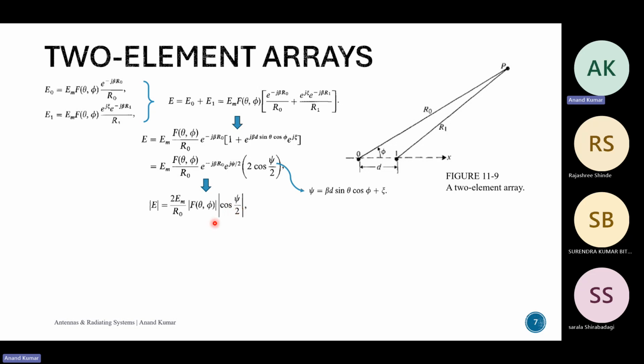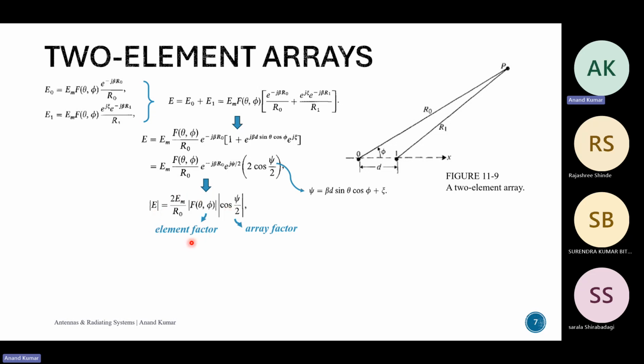Over here, the f(θ,φ) term, we know, is the element factor, and the cos(ψ/2) term is actually the array factor. The array factor comprises all the effects due to the arrangement of the elements, and the element factor gives the effects due to the type of element being used. For example, if it is an array of dipoles, the orientation of how the dipoles are arranged is contributed by the array factor, and the fact that they are dipoles is contributed by the element factor.